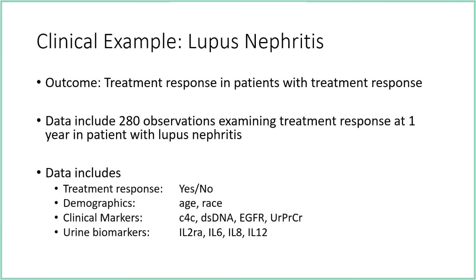Okay. So to give some context to each of these approaches, I find it helpful to provide a specific clinical example. As I talk about each of the approaches, I'm going to be putting it in the context of a particular example. I do a lot with rheumatology here at MUSC, and so the goal of this study was to look at treatment response in patients with lupus nephritis. So we had 280 patients on whom we had treatment response at 1 year. Our data included our outcome, treatment response, yes or no. We also had information on their demographics and traditional clinical markers that we usually use to assess how likely we think they are to respond to a treatment. But we were also interested in looking at a set of urine biomarkers to see if they added any value or improved prediction. So this is the context of the data that I'm going to frame everything in.